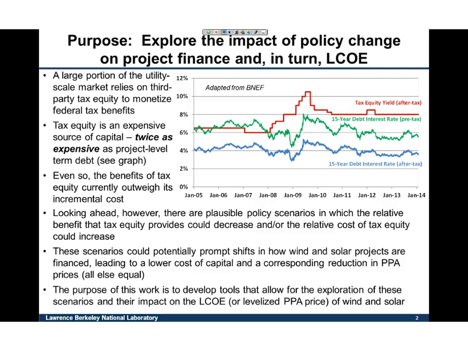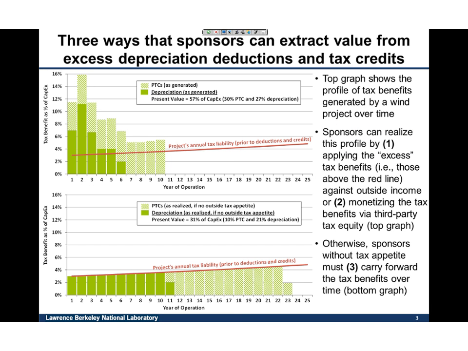The methodology used in this report is based on modeling the three different ways in which a wind or solar project sponsor can extract at least some value from the federal tax benefits to which it is entitled. So the graph up top here shows the profile of tax benefits generated by a wind project over time, expressed as a percentage of total capital costs, or CapEx. The dark green bars show depreciation benefits, while the diagonally striped bars show production tax credits, or PTCs. The red upward sloping line basically represents the project's ability to use these tax benefits over time based on its taxable income from PPA and REC revenue.